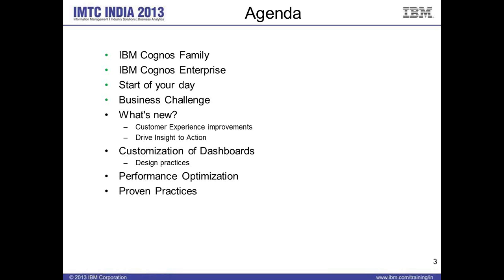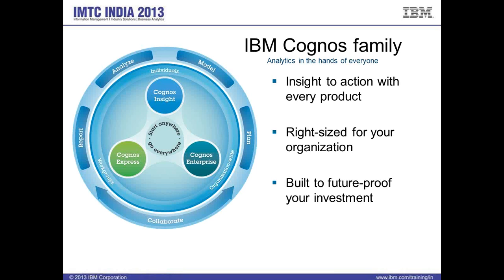So let's start with the introduction to IBM Cognos. I hope most of us are aware of what IBM Cognos is. For whoever is new to IBM Cognos, the IBM Cognos family is a set of like-minded products which basically empowers organizations to give the capability to each and every user in the organization. They give capabilities like planning, modeling, analyzing, reporting, and collaborating among each other. So these are the different capabilities given by various IBM Cognos products to each and every user in the organization.